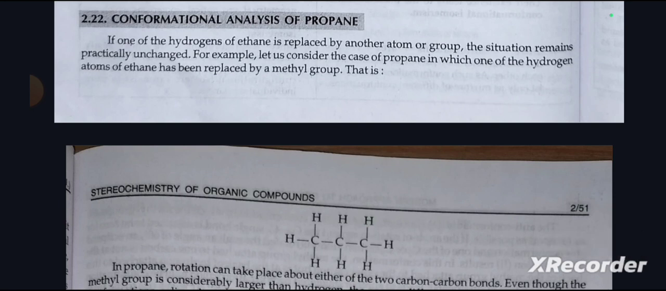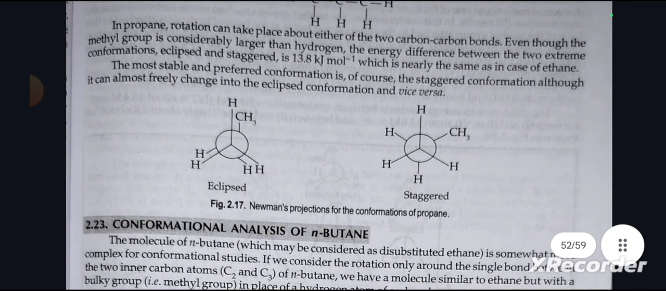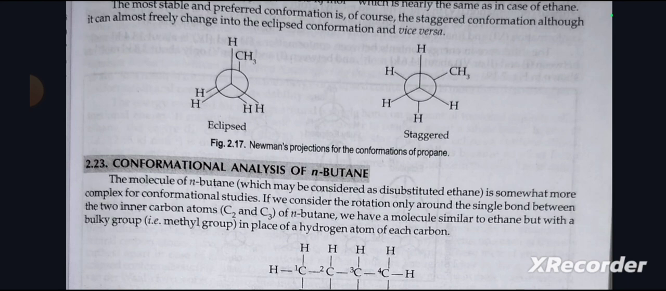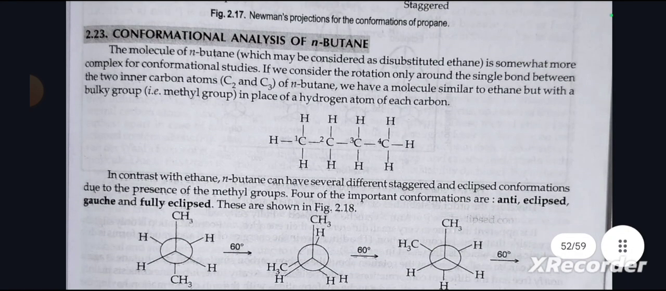2.22 Conformational analysis of propane. If one of the hydrogens of ethane is replaced by another atom or group, the situation remains practically unchanged. For example, let us consider the case of propane, in which one of the hydrogen atoms of ethane has been replaced by a methyl group, that is CH3CH2CH3. In propane, rotation can take place about either of the two carbon-carbon bonds, even though the methyl group is considerably larger than hydrogen. The energy difference between the two extreme conformations, eclipsed and staggered, is 13.8 kilojoule per mole, which is nearly the same as in the case of ethane. The most stable and preferred conformation is, of course, the staggered conformation, although it can almost freely change into the eclipsed conformation and vice versa. Figure 2.17: Newman projection for the conformations of propane.